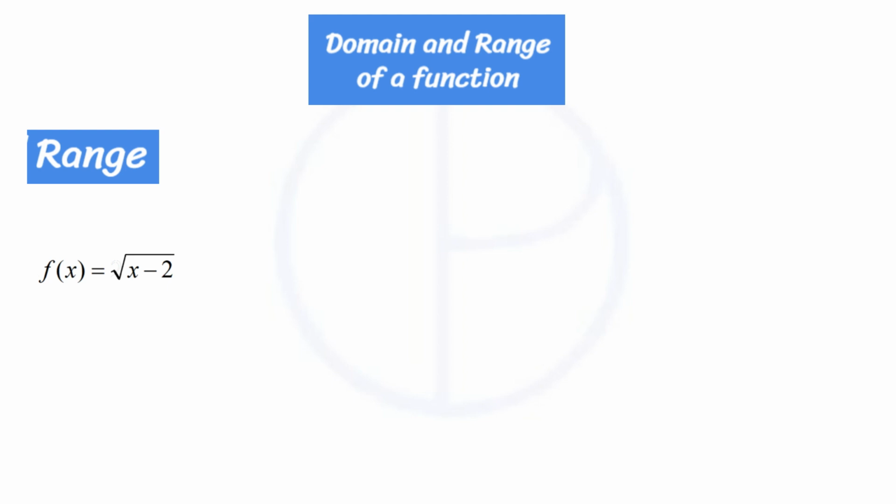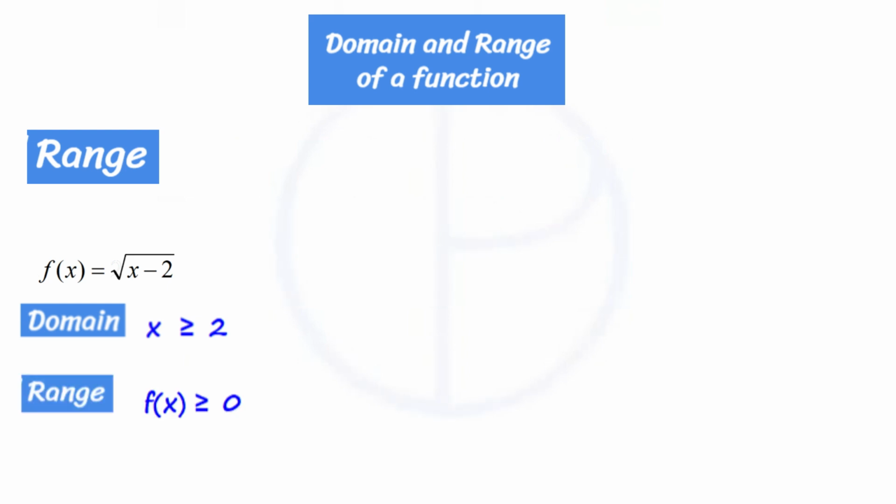Next, f of x equal to square root of x minus 2. When the whole expression square root of x minus 2 is equal to 0, f will become 0. So that will be the minimum value of f of x. As x increases, square root of x minus 2 also increases. So we get greater than 0 values for f of x. So f of x will be greater than or equal to 0 is the range of this function.